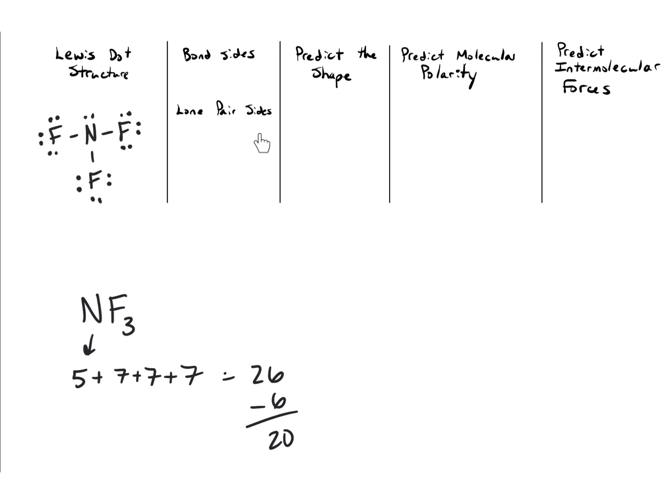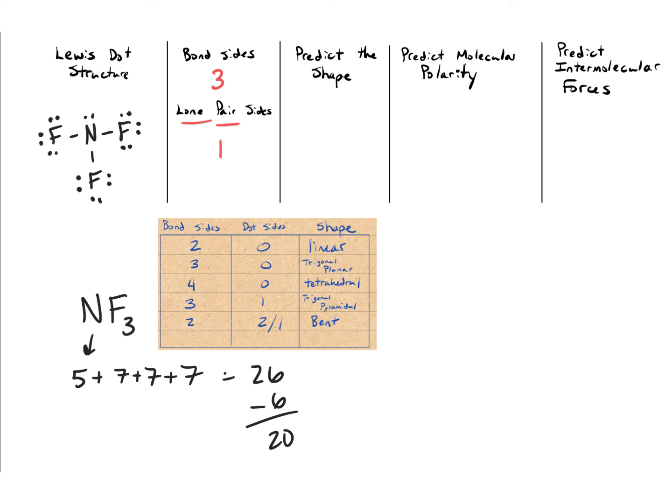So now I go to the next part and I ask how many sides of the central atom have bonds and how many sides have electron pairs. And when I look at it, I see 3 bonds around the nitrogen and I see 1 pair of dots. So it's lone pair, 1 pair. Not how many dots, it's how many pairs of dots.